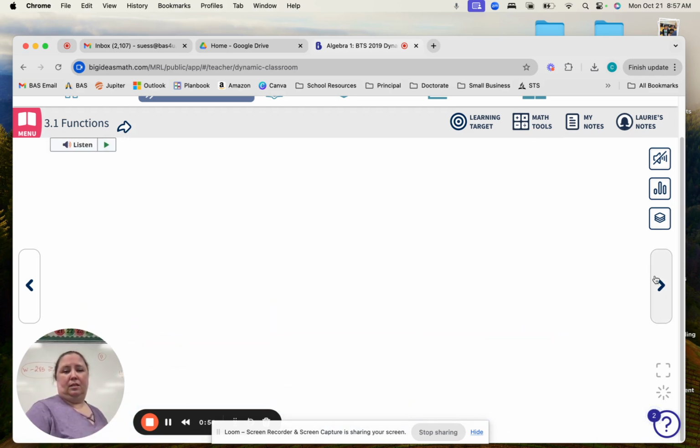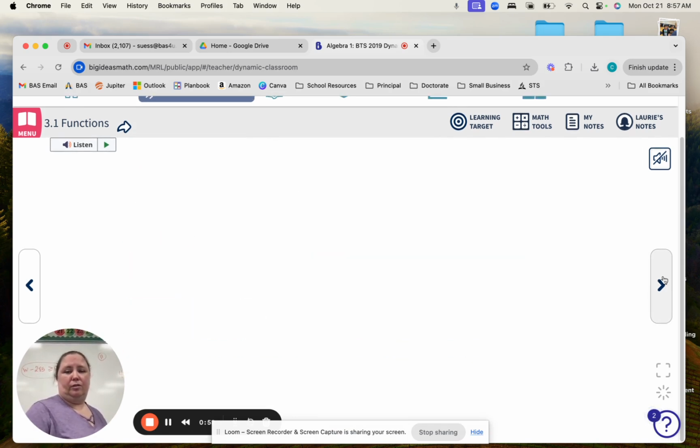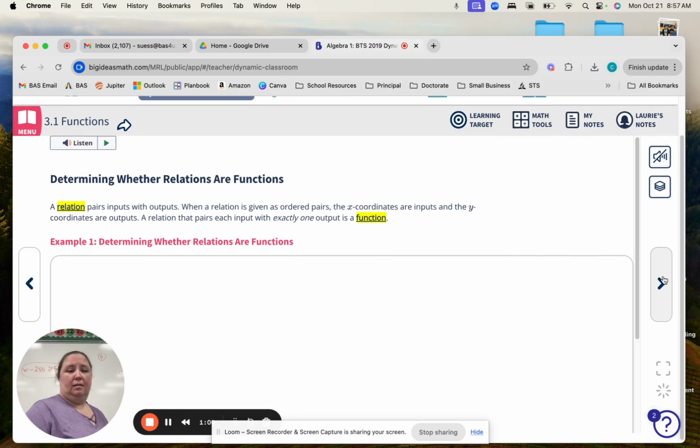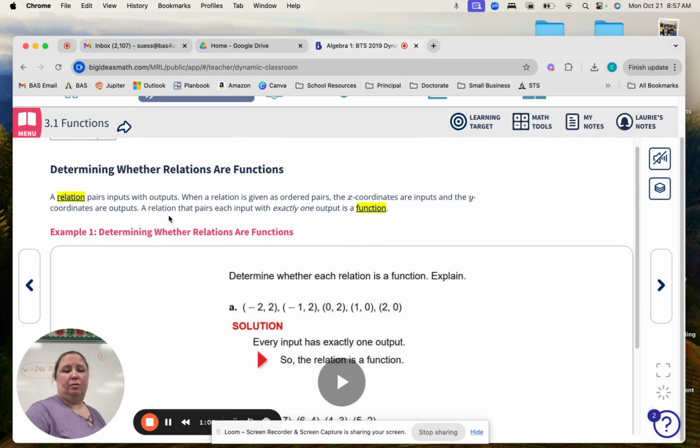Okay, we're going to go through each of those vocab as we go through this. So when we're discussing relation pairs, that's talking about x and y being related to each other. When you get a certain value for x, it always gives you the same value for y.